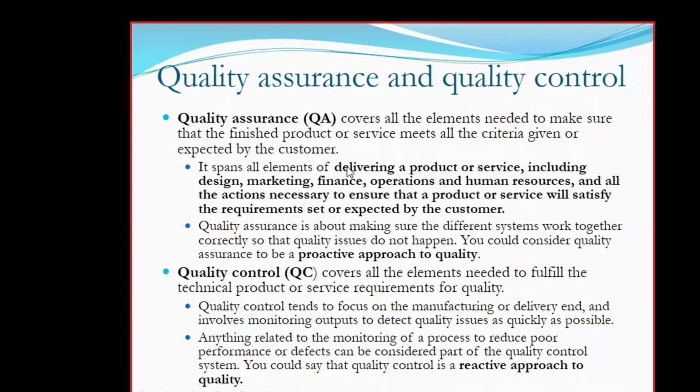So now we have some terms about quality. So we have quality assurance and quality control. The quality assurance covers all the elements needed to make sure that the finished products or service meets all the criteria given or expected by the customer. Okay, so just like the name implies, what does assurance mean? To assure something that is happening. What does assurance mean?